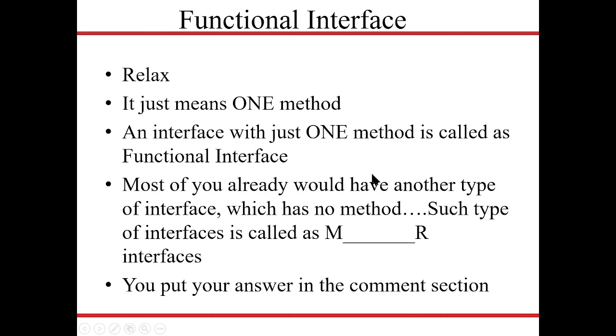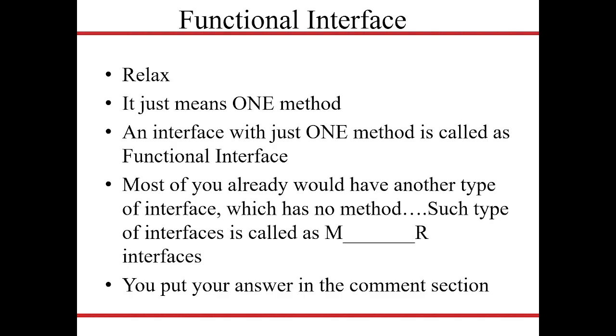I was telling you about the functional interface, right? So let's see what it is. Just relax. A functional interface just means one method. An interface with just one method is called a functional interface. Most of you would already know that there is another type of interface which has no method at all. Such a type of interface is called dash interface, the first letter and the last letter. Put your answer in the comment section if you know the answer.